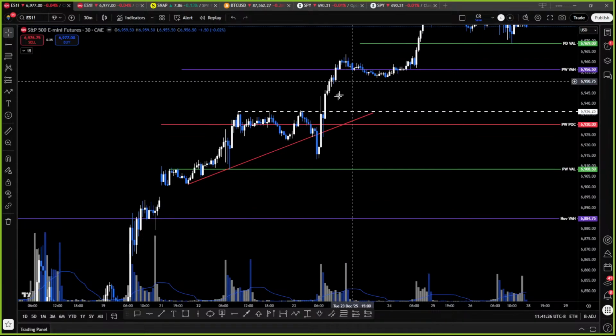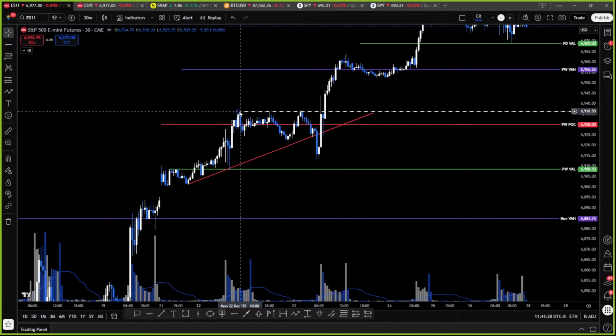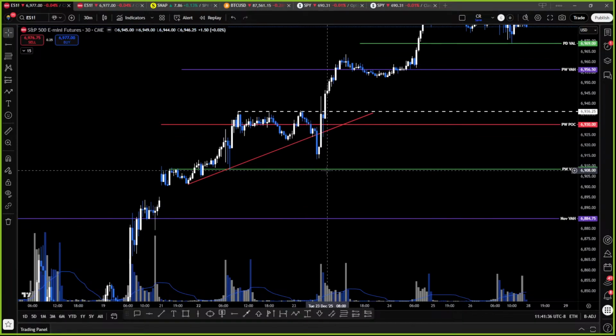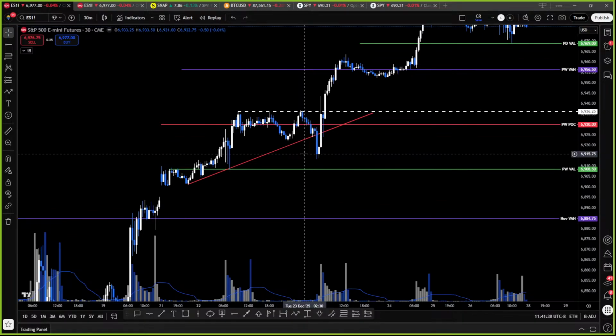Do you understand that? Yes. So whenever you can connect 2 points, the third tap of that level, you're generally going to expect it to do the exact same.